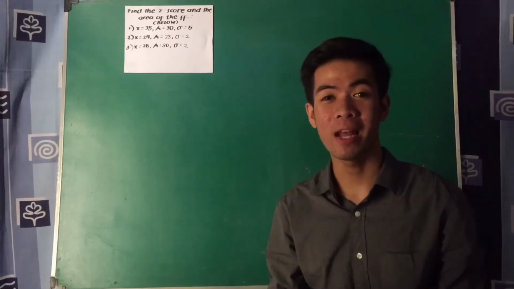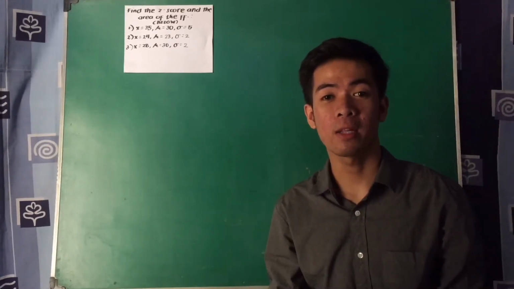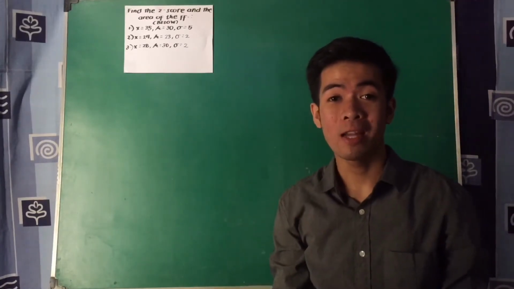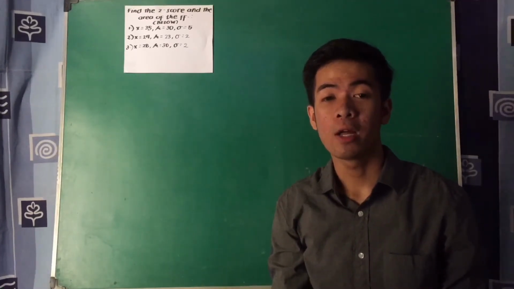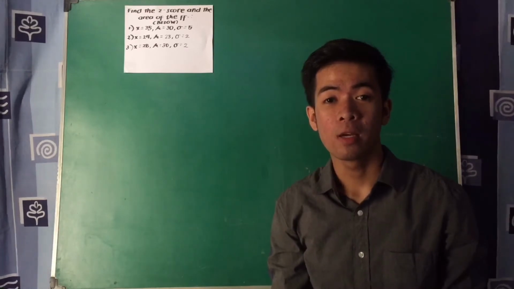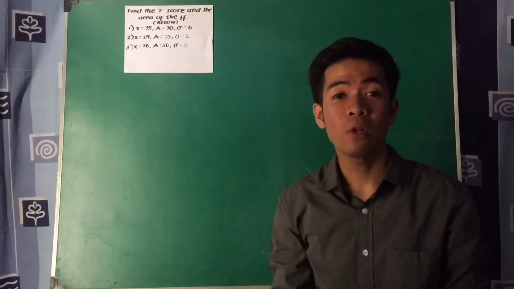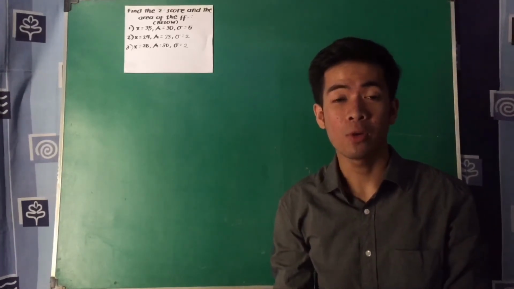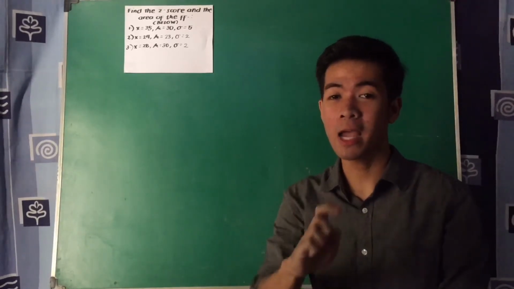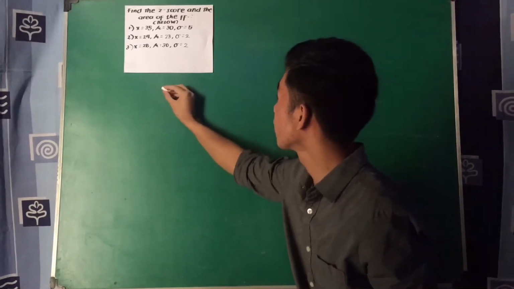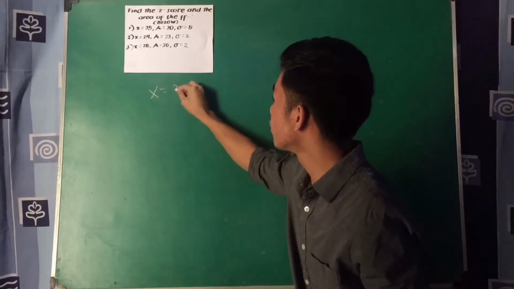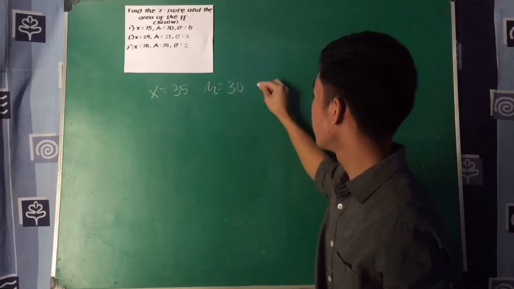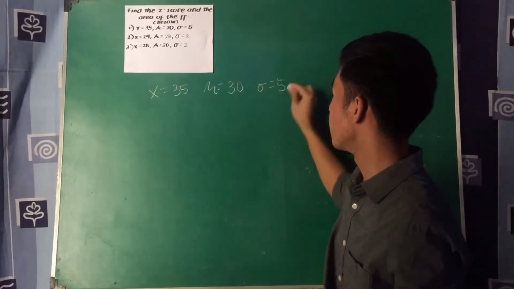Go grab your pen and answer sheets, for we are about to start our activity session. In this activity, we have to find the z-score and the area of the following given values. Nothing to worry, because in this case, we have to locate the below values or the below area of the given values, so the value should remain the same. For item number 1, x is equal to 35, mean is equal to 30, and standard deviation is equal to 5.